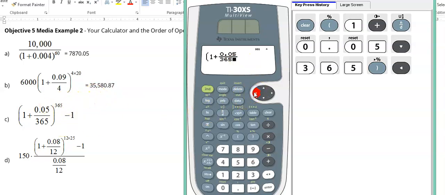I'm going to use the arrow to go back and delete that. Okay, so now make sure you leave the fractional part, then we close the parentheses. Our exponent is 365, so we're going to hit the caret button.